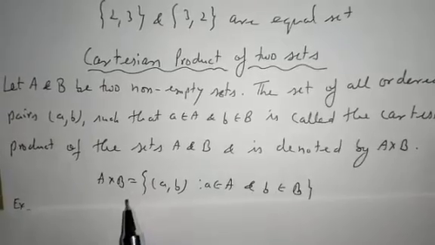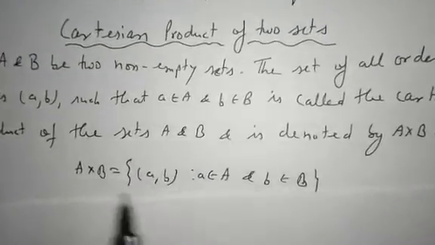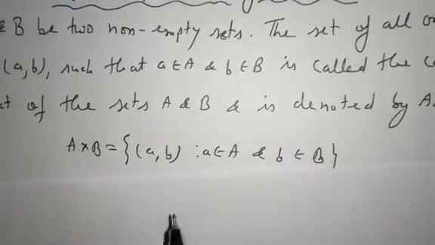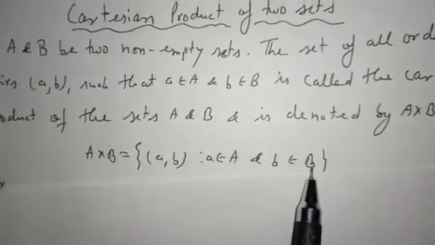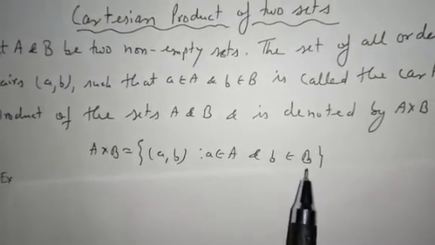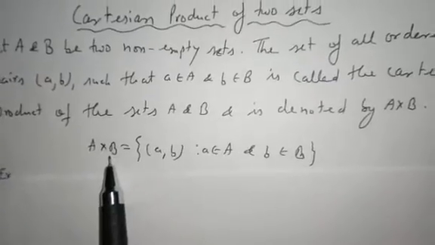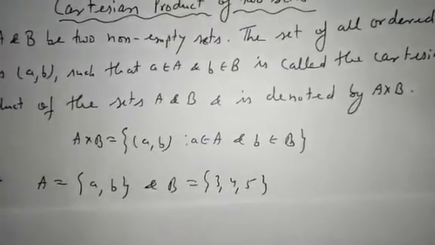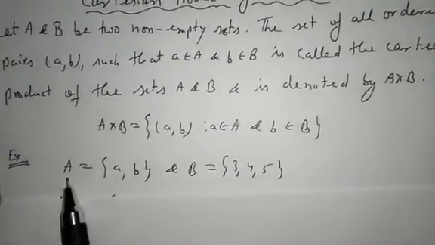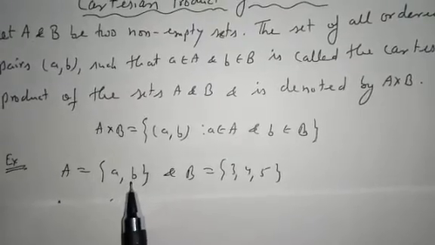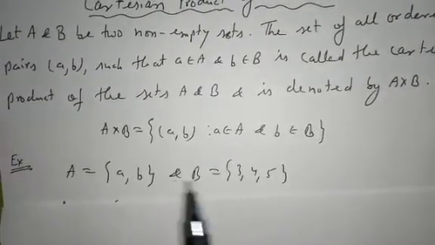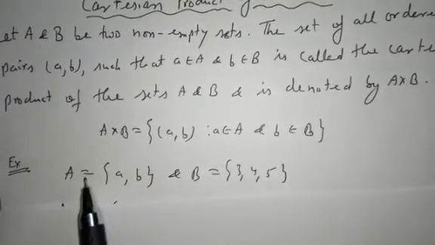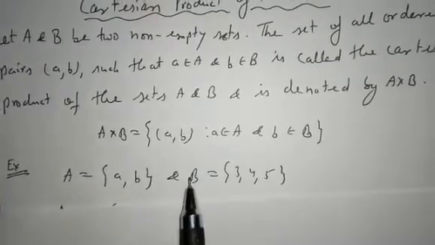A × B in set builder form we write like this. A × B means there will be ordered pairs where the first element belongs to the first set and the second element belongs to the second set. In B × A, the first element will be from B and the second element will be from A. Now we take one example. Set A is given to us, with a and b as the two elements, and the second set is B, whose elements are 3, 4, 5. Now we are taking the Cartesian product of these two sets A and B.